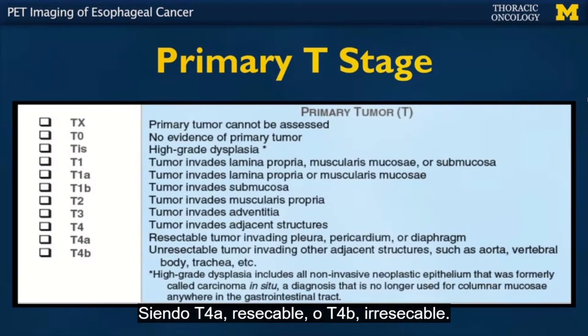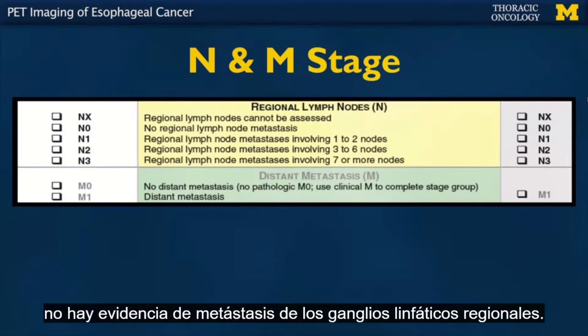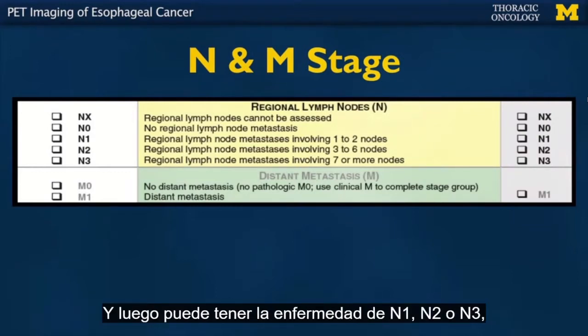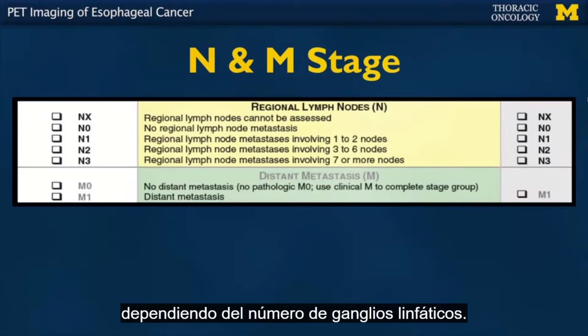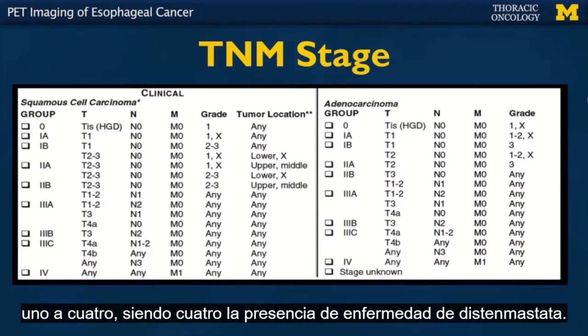T4b unresectable. In terms of the N stage, when you have N0, there's no evidence of regional lymph node metastases, and then you can have N1, N2, or N3 disease depending on the number of lymph nodes. The individual T, N, and M scores are combined to reach a stage 1 to 4, with 4 being the presence of distant metastatic disease.